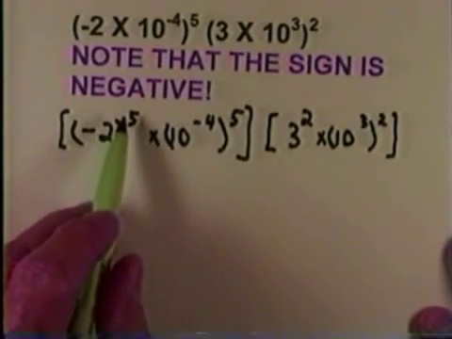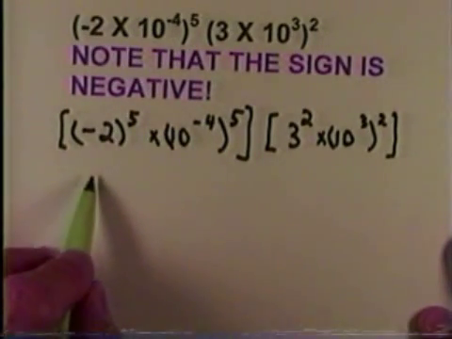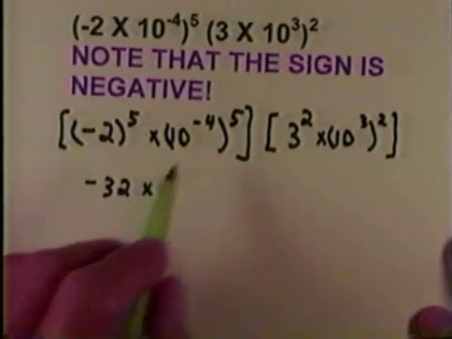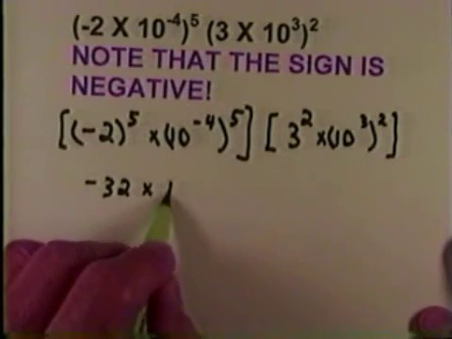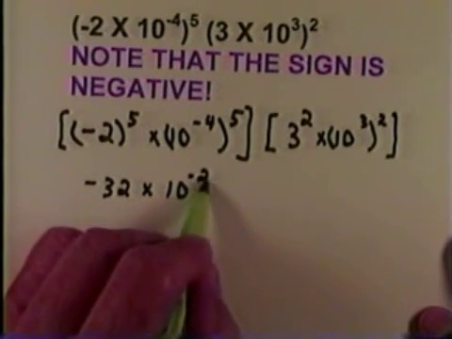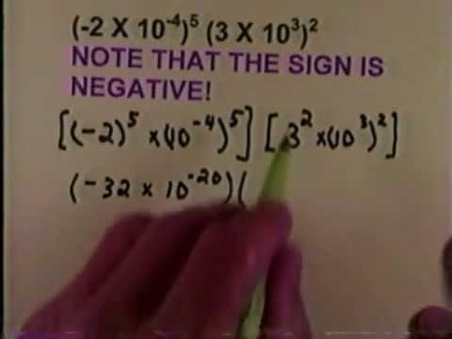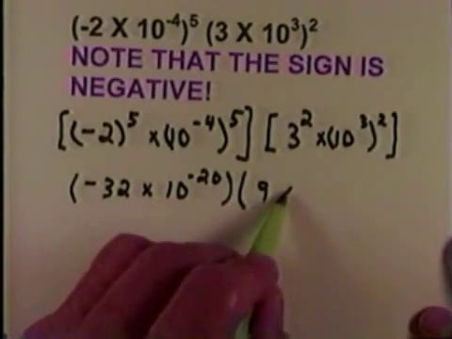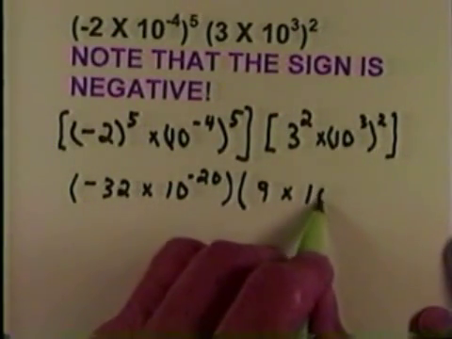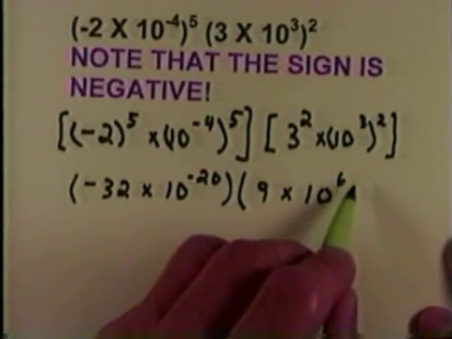Now, of course, negative 2 to the 5th means negative 2 times negative 2 times negative 2 times negative 2 times negative 2, which we know is negative 32. To raise a power to a power, I keep the base, multiply the exponents. Negative 4 times 5 is negative 20. 3 squared is 9 times, okay, now to raise a power to a power, I keep the base, multiply the exponents. 3 times 2 is 6.